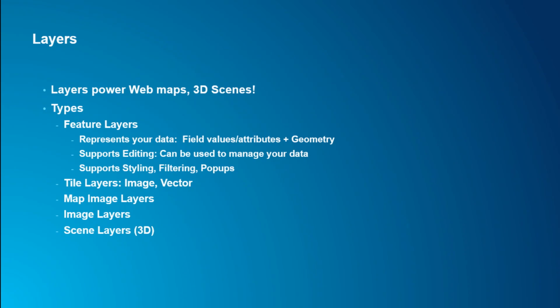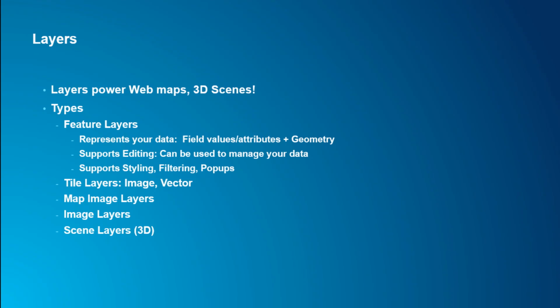Now back to layers. Layers power web maps and 3D scenes. We've got many types of layers. We've got feature layers. That's your data with attribute values as well as geometry. And feature layers support editing, and you can style them to visualize them in maps, and you can do operations on the field values, like filtering them, and you can represent field values visually through pop-ups.